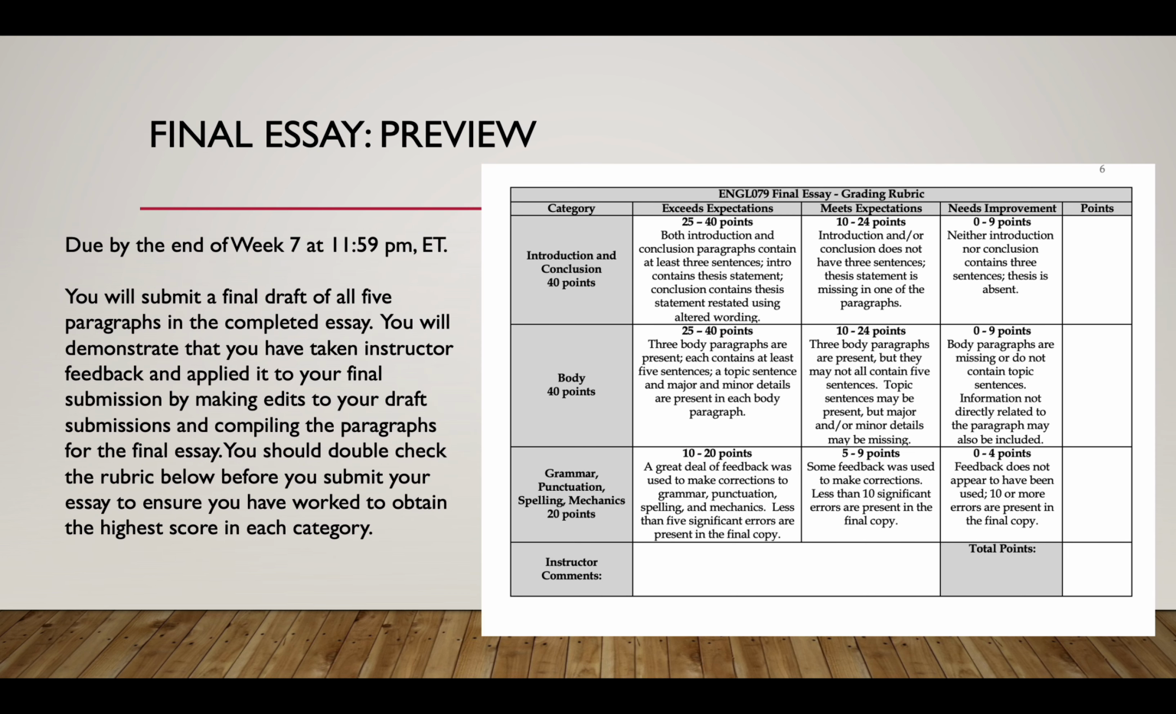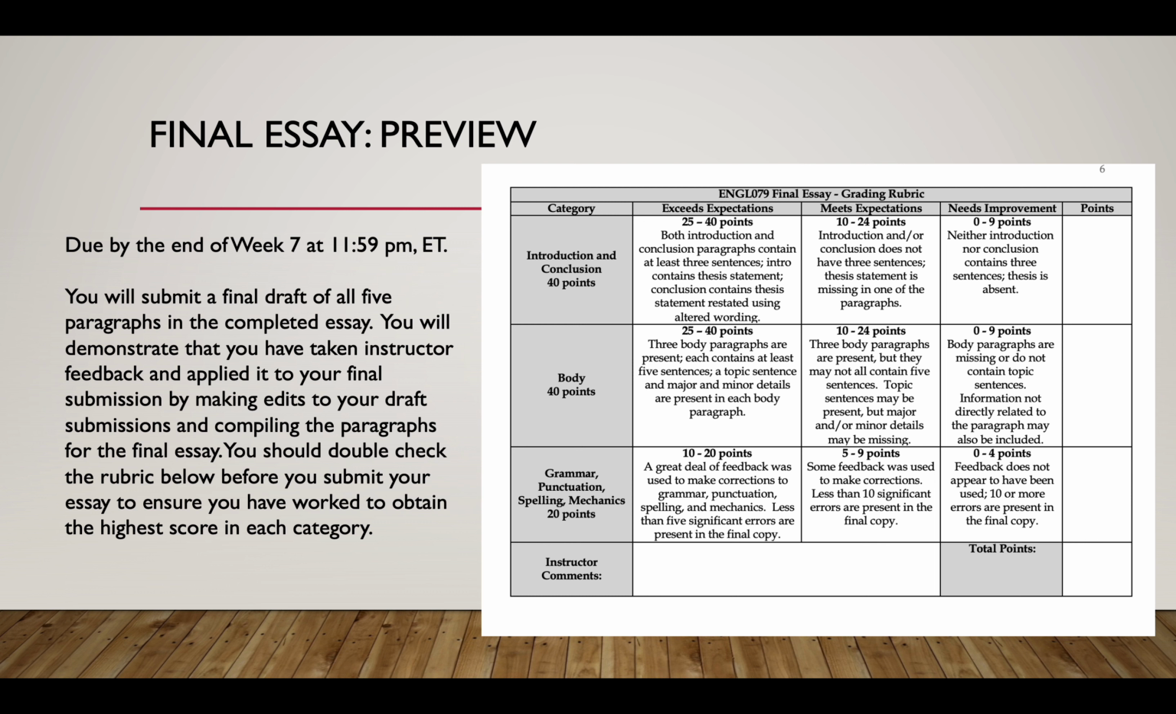Finally, you should download and read through and preview the final essay assignment. This is going to be due by the end of week 7 at 11:59 p.m. Eastern Time. You will submit a final draft of all 5 paragraphs in the completed essay. You will demonstrate that you have taken instructor feedback and applied it to your final submission by making edits to your draft submissions and compiling the paragraphs for the final essay. You should double check the rubric below before you submit your essay to ensure you have worked to obtain the highest score in each category.